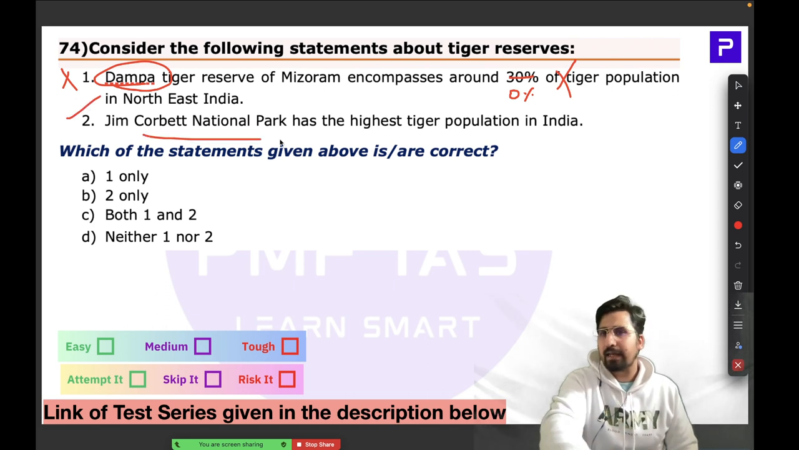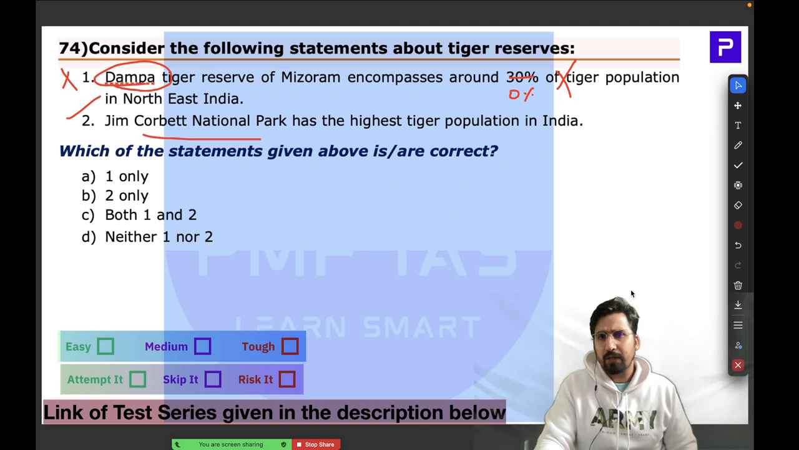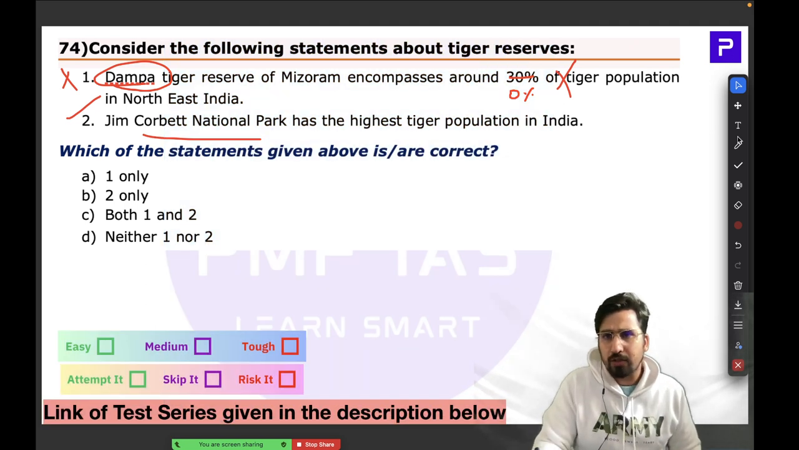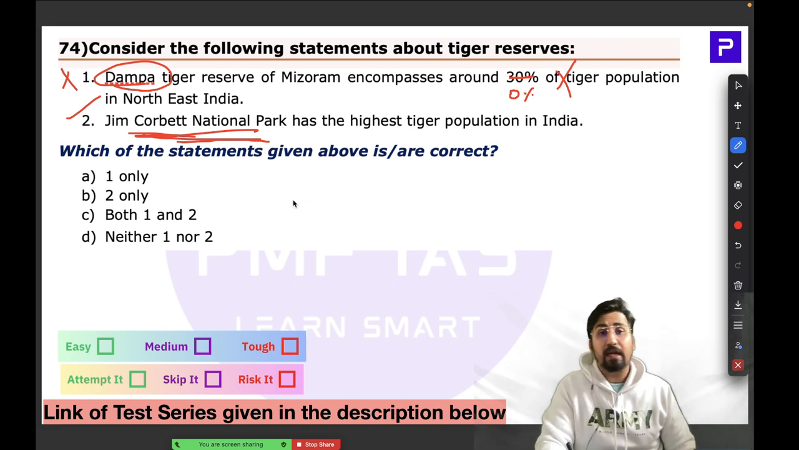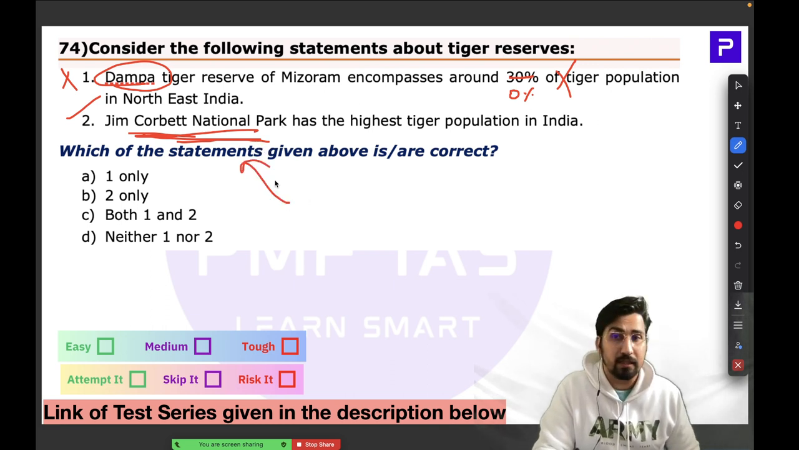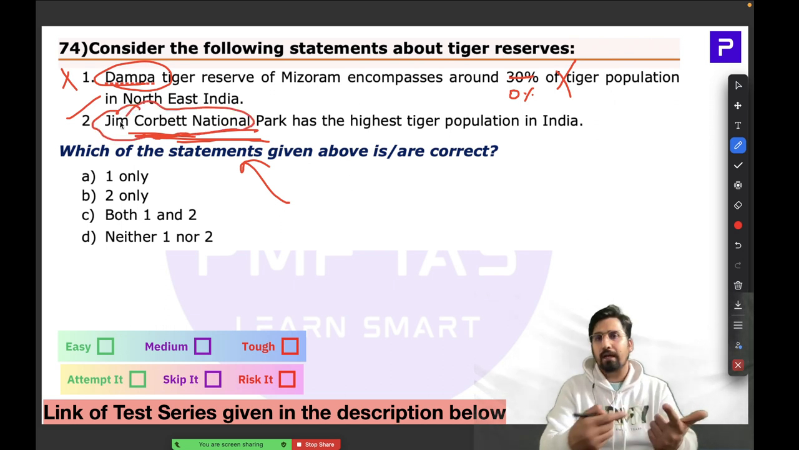Jim Corbett has the highest one, followed by the other things that I told you. Now, this is a medium kind of question. I'm not saying this is a tough one. I mean, Jim Corbett is something that you can think of, but be very careful. Recently, only the Jim Corbett has become the highest tiger population. Before that, it was the Bandhavgarh of Karnataka. Now, recently, Jim Corbett has registered more tiger population into that.